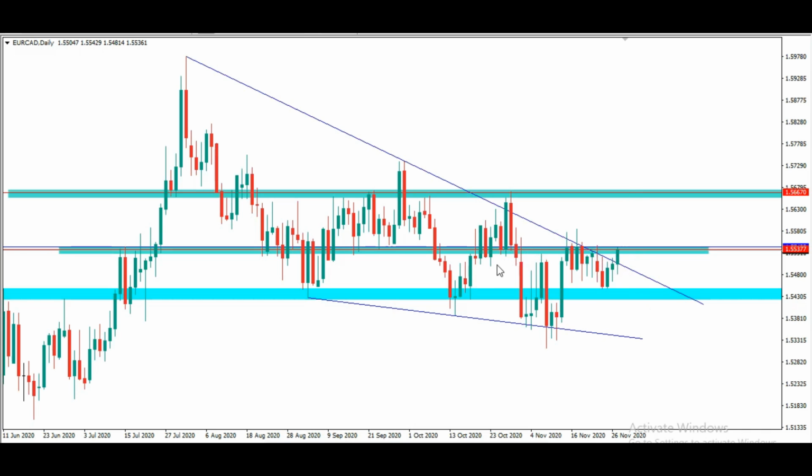Also, as added confluence, you can see that we had this left shoulder right here, we had the head, and then we have the right shoulder formation here. So we can expect to see a rise in the price of EurCad over the next few days or weeks. However, we have a very strong level of resistance at this point right here.